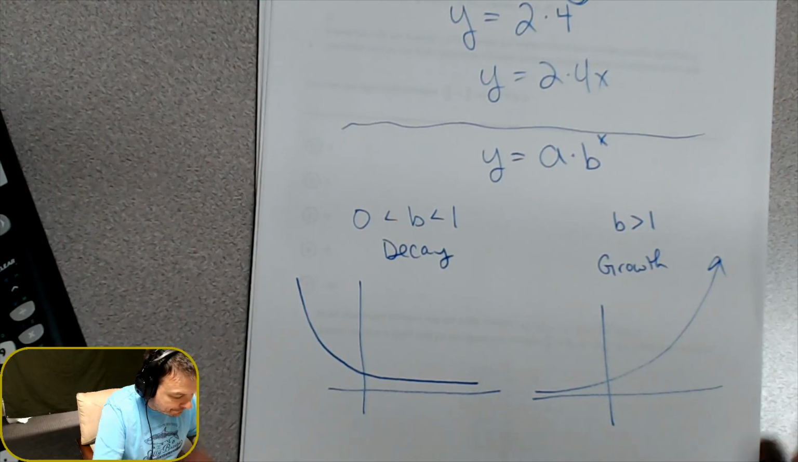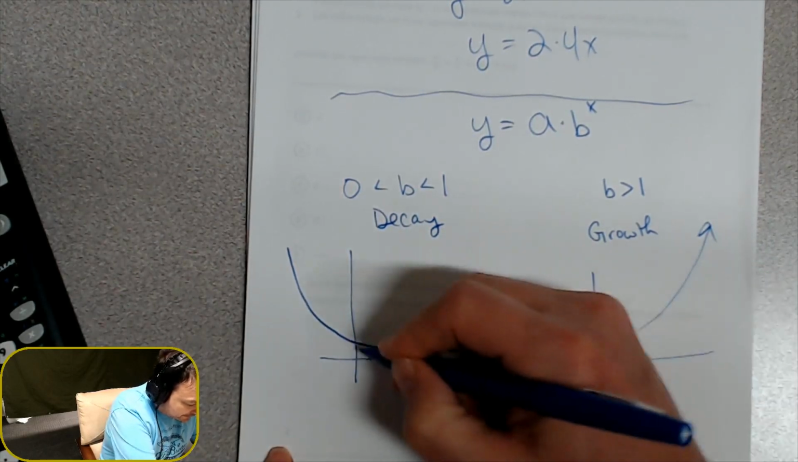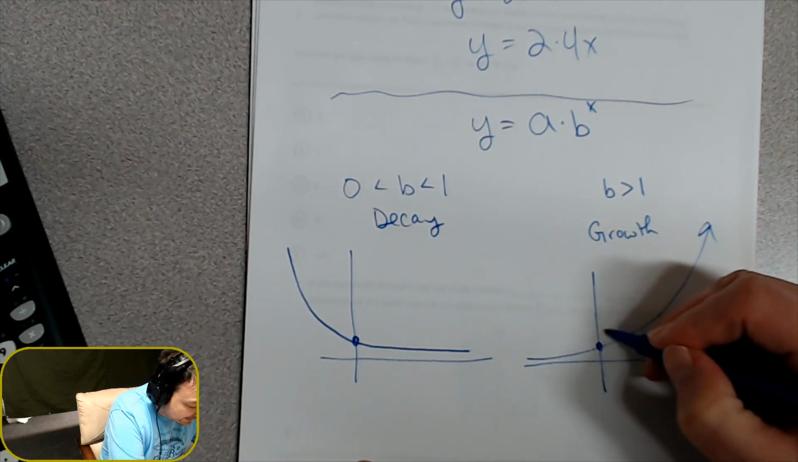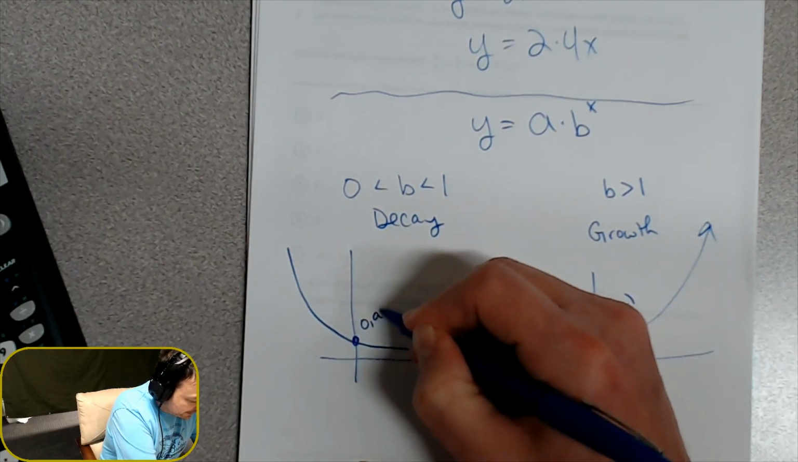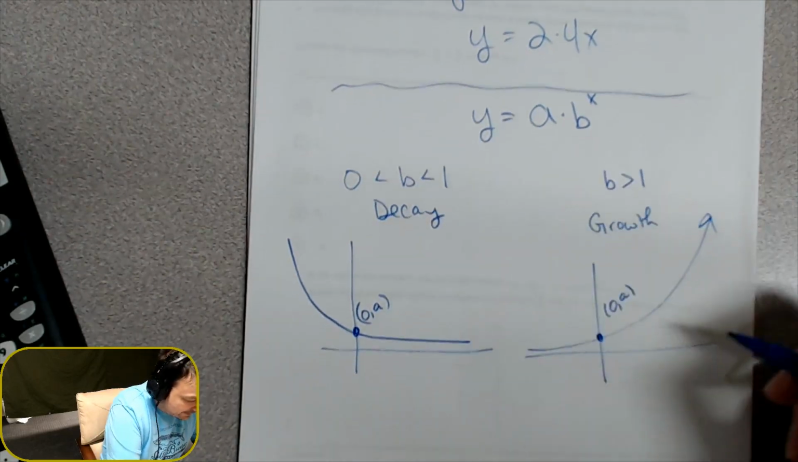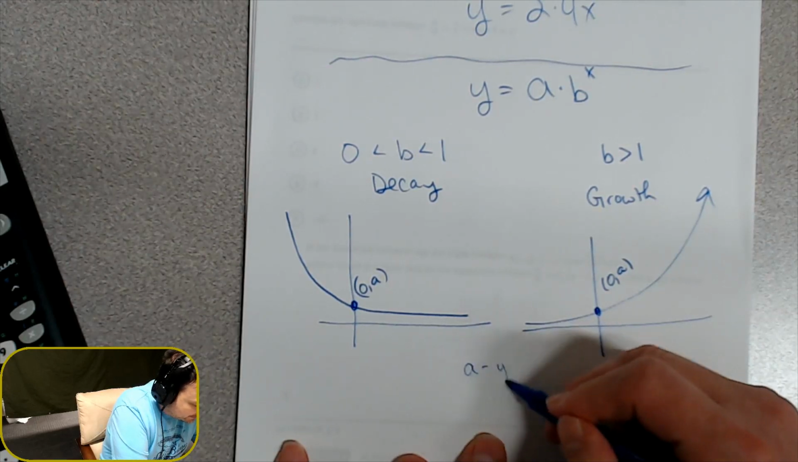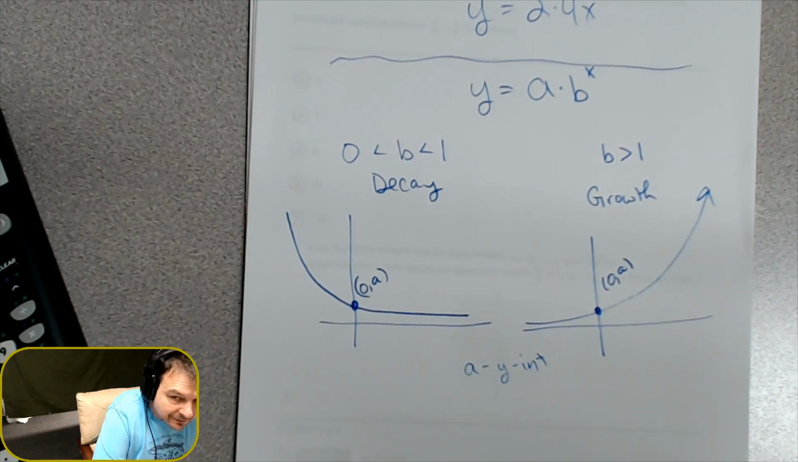So the b is what we look for, just like slope. B is the deciding factor. Right here, the most important point is the y-intercept, and the y-intercept is a. So this point is, for example, 0, a. The b is the rate of growth, and a is the y-intercept. Remember that we were talking about that last week.